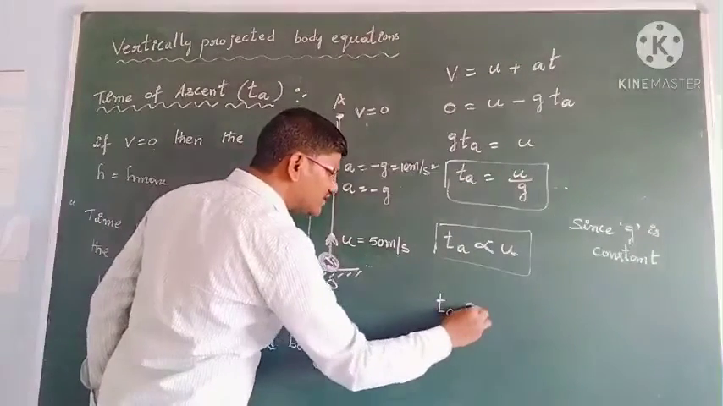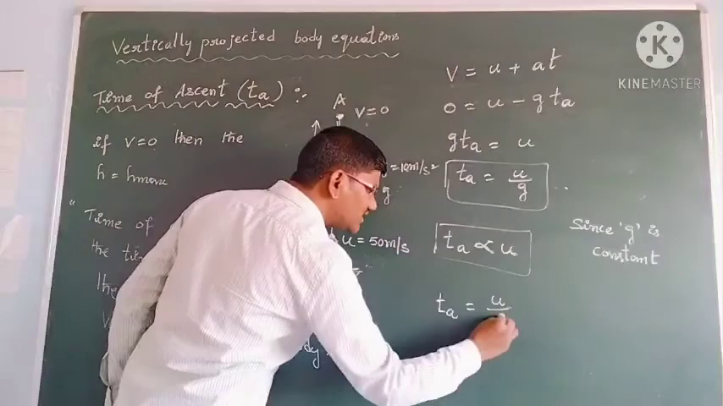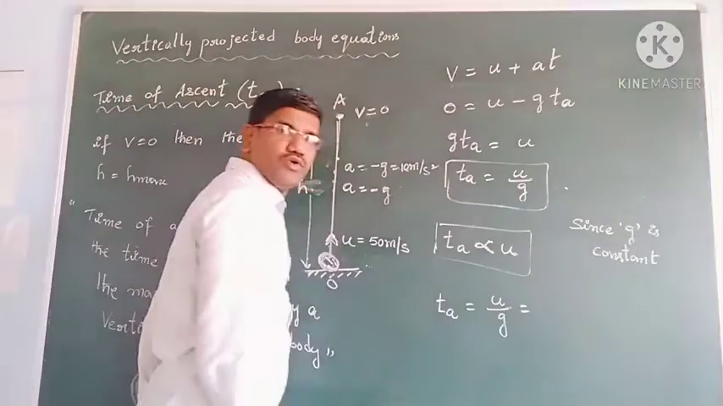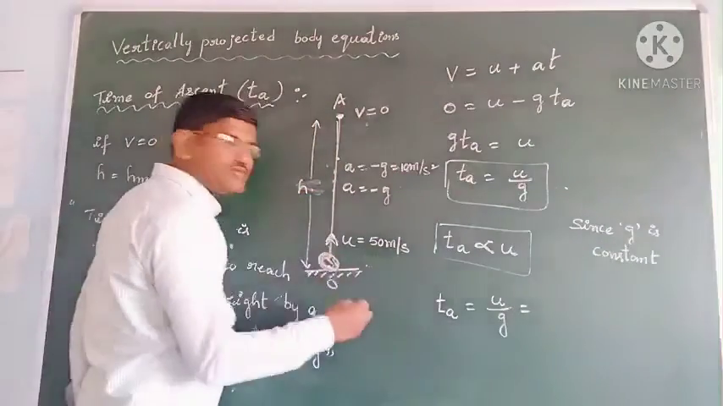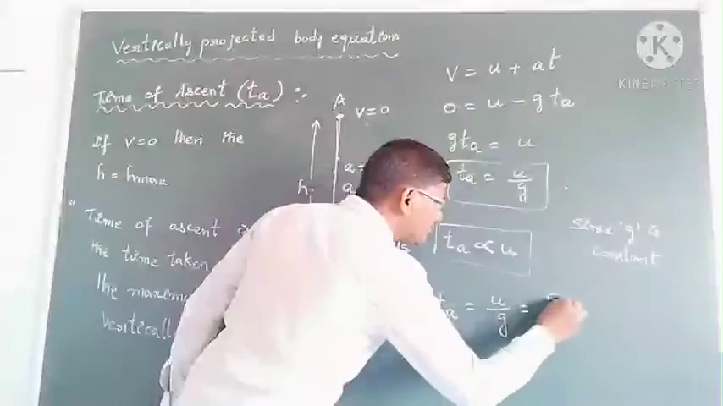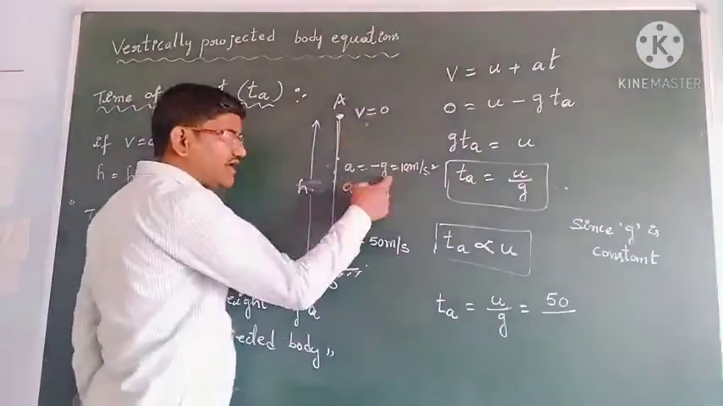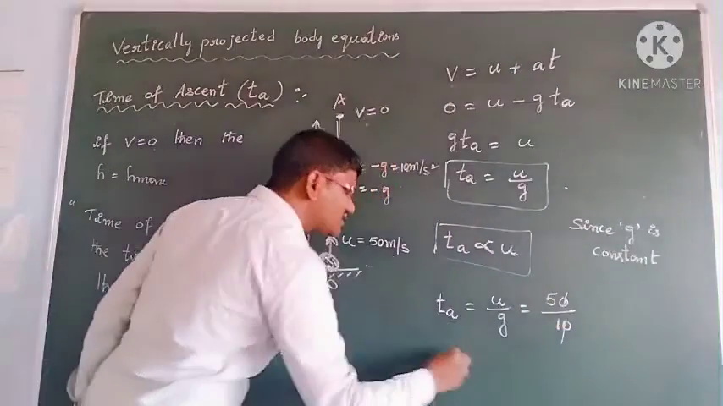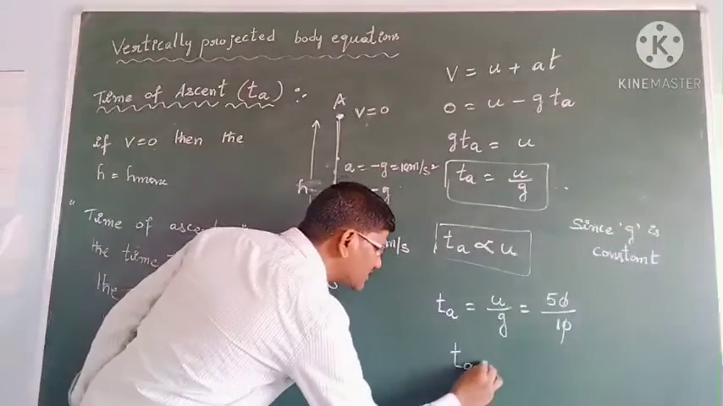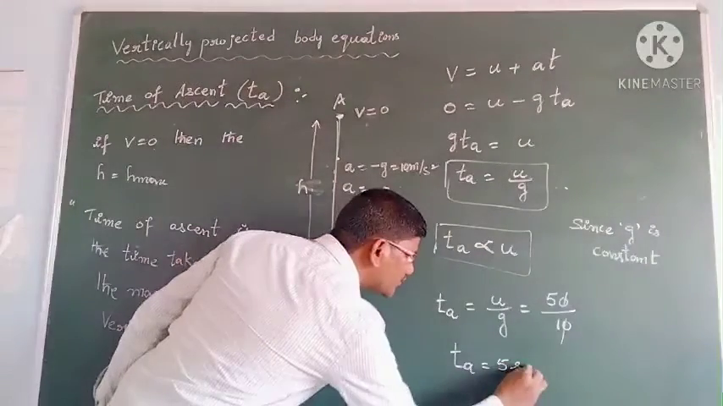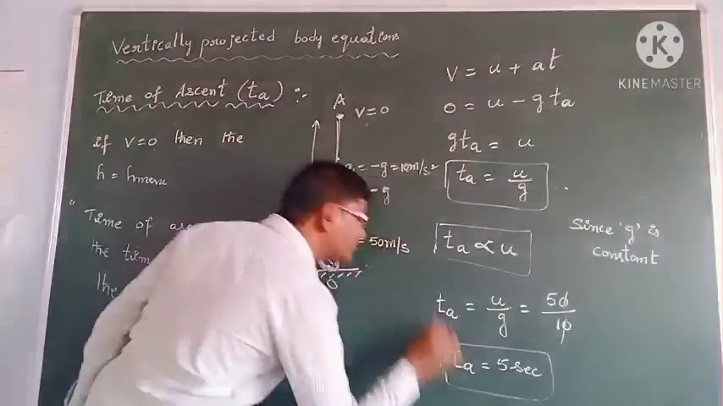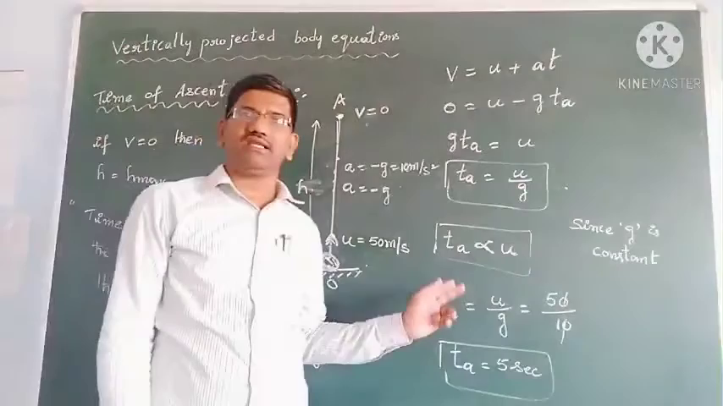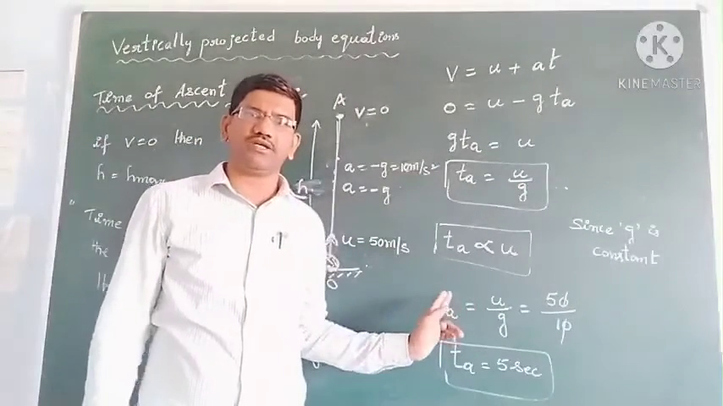So the time of ascent formula is, what you know students, time of ascent is equal to u by g. The u value, how much? I have given 50 meters per second, and the g value also I have given, 10. Okay, and this gets cancelled. So the time of ascent will become 5 seconds. Like this you can calculate the time of ascent for a vertically projected body.